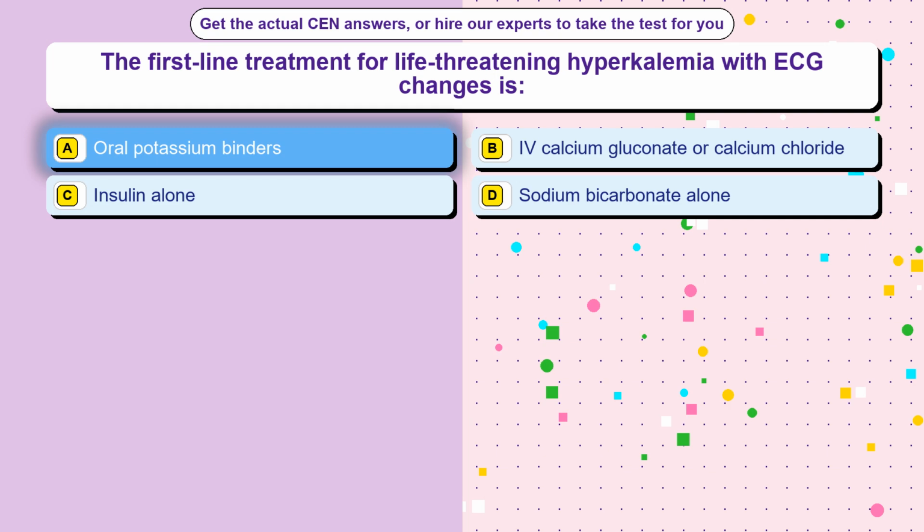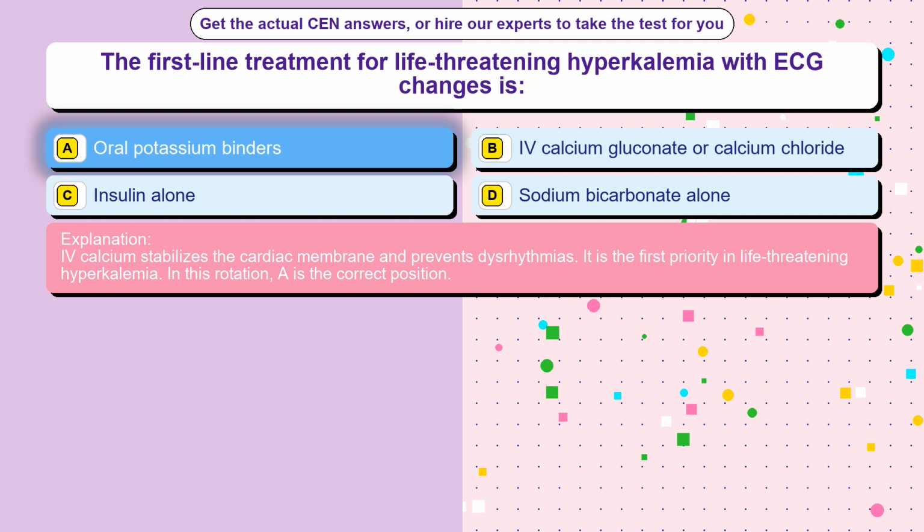The correct answer is option A, oral potassium binders. IV calcium stabilizes the cardiac membrane and prevents dysrhythmias. It is the first priority in life-threatening hyperkalemia. In this rotation, A is the correct position.